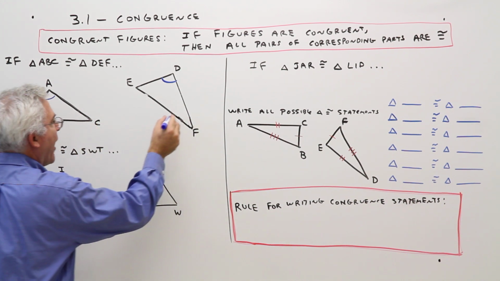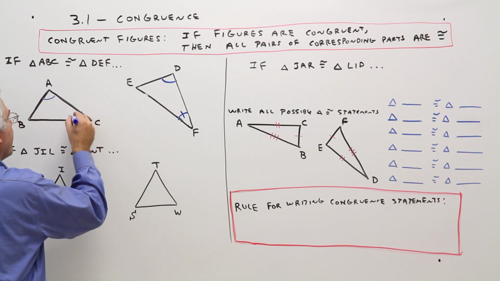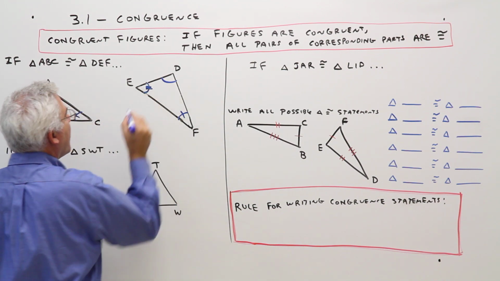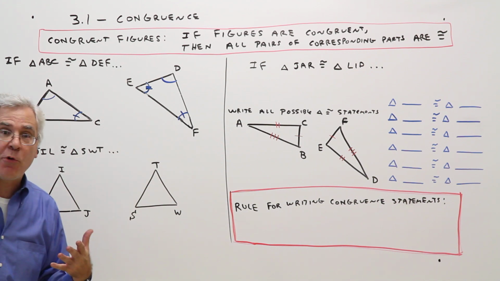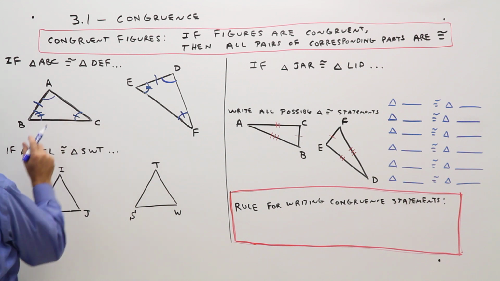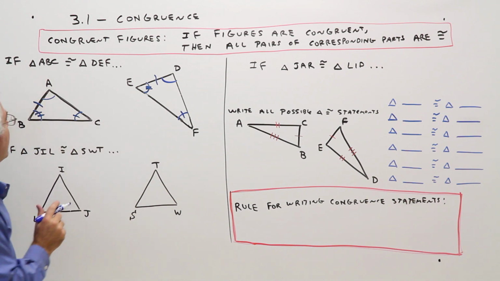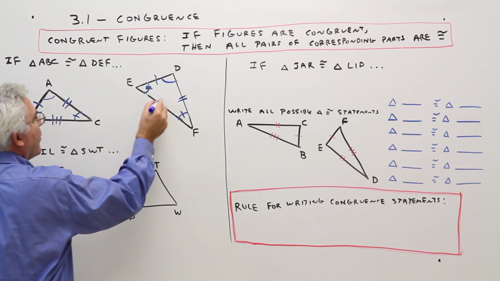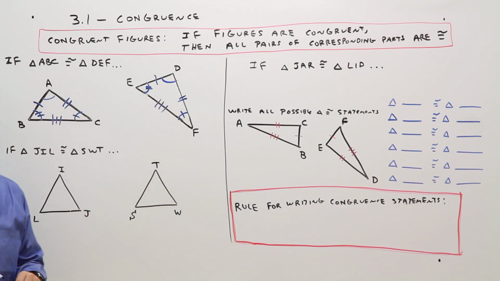This angle with that angle, and then finally, that angle with that angle. And then also the corresponding sides. So I could put a single tick there, a single tick there. The single tick is between the proper two angles. Double tick, triple tick, triple tick.